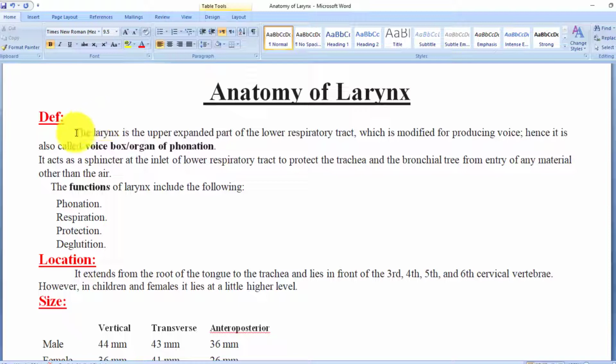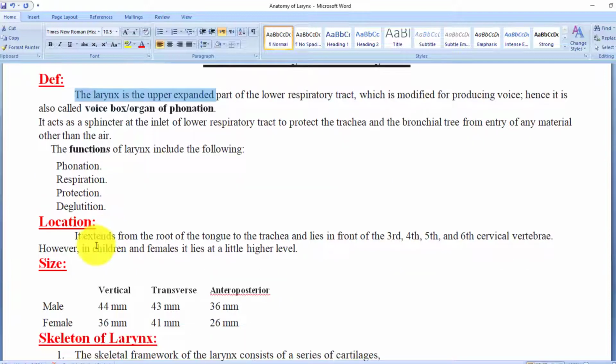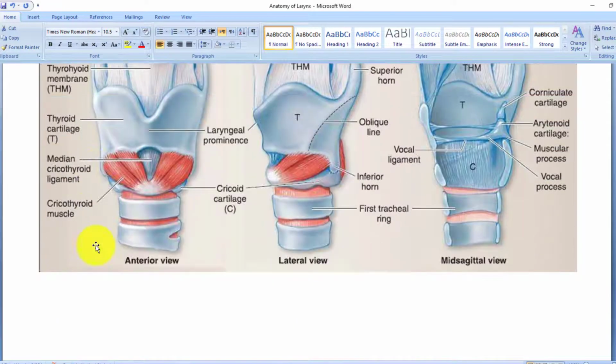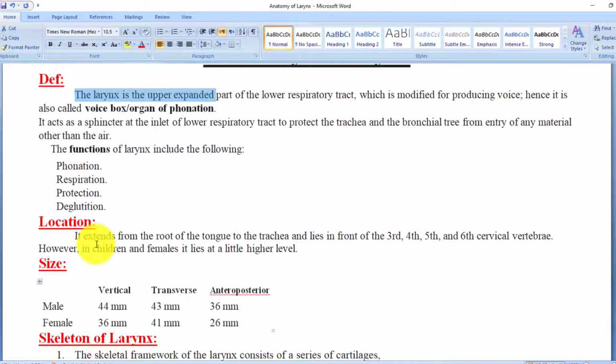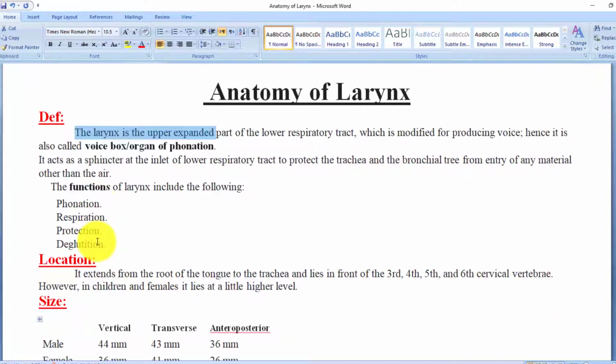First of all, I will define the larynx, and then we will see its important functions, then the location, size, and other important things about the larynx, which we will see in the upcoming lectures also. So let's define the larynx. What is the larynx?